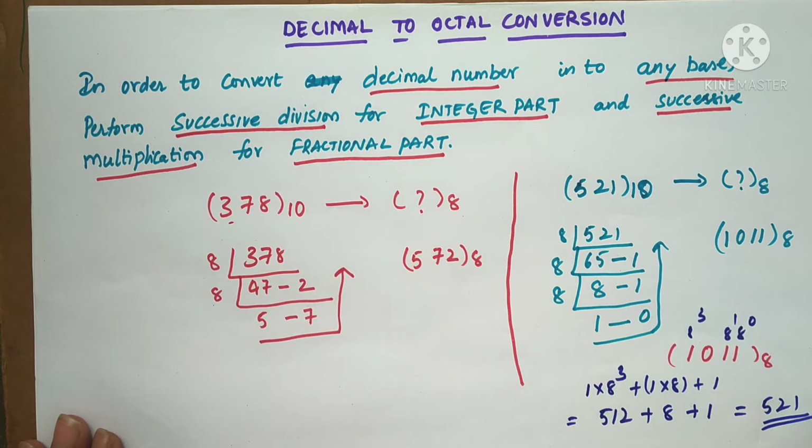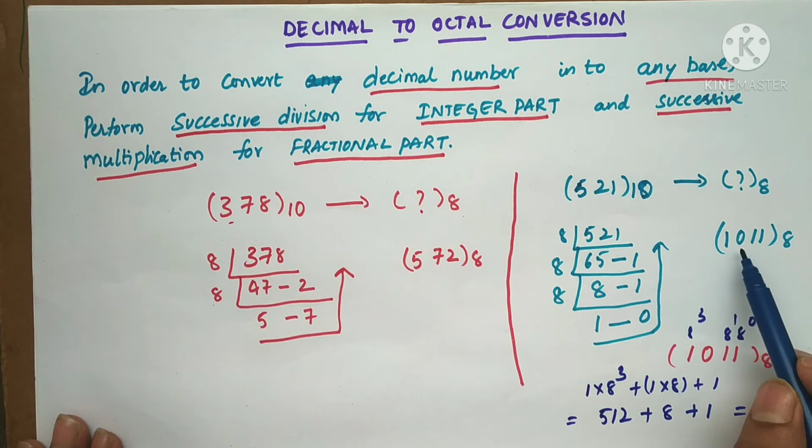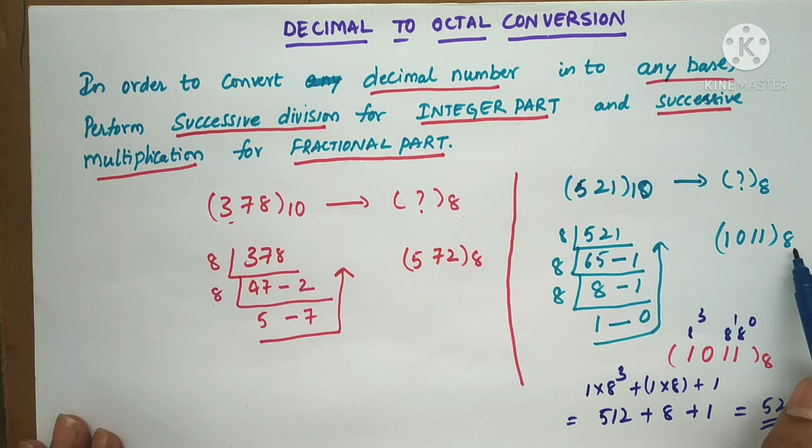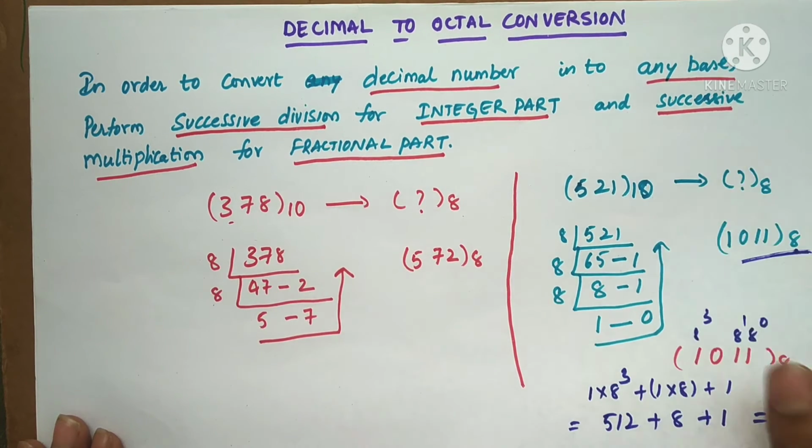So don't get bothered about 1011. It is an octal number. Don't think of it as a binary number. Since the base 8 number system also has ones and zeros, this is a base 8 number. Right, so let us take another example.